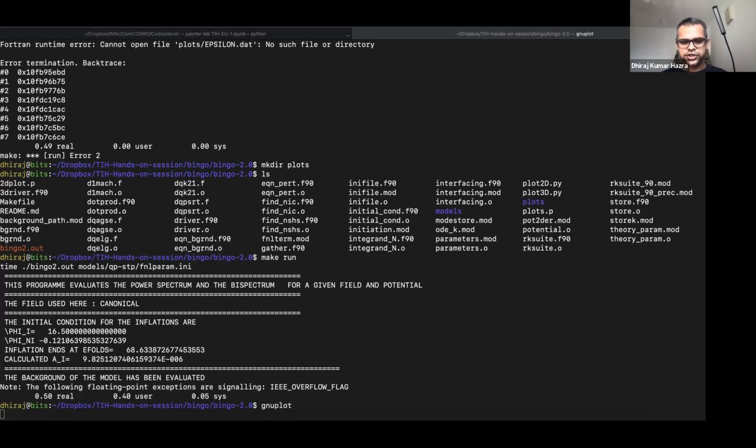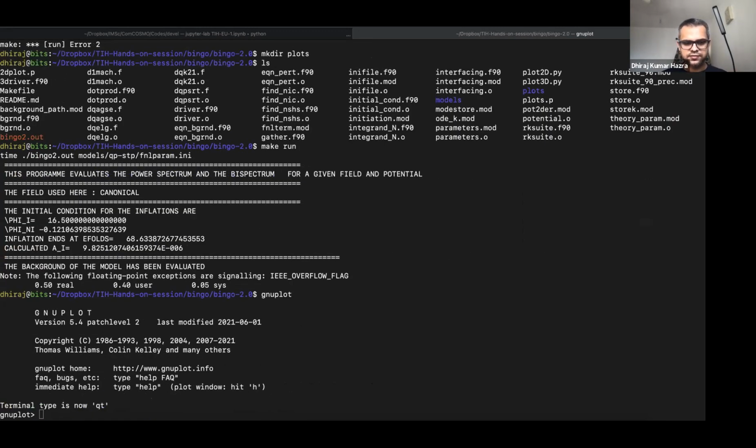Now I'm just going to GNU plot because my Sci server is not responding. None of them are working, but in the Sci server, if you just download, you will find in that inflation folder, in the bingo folder, a plot bingo.ipynb, which has the Python commands to make all the plots. Okay, now let's see.